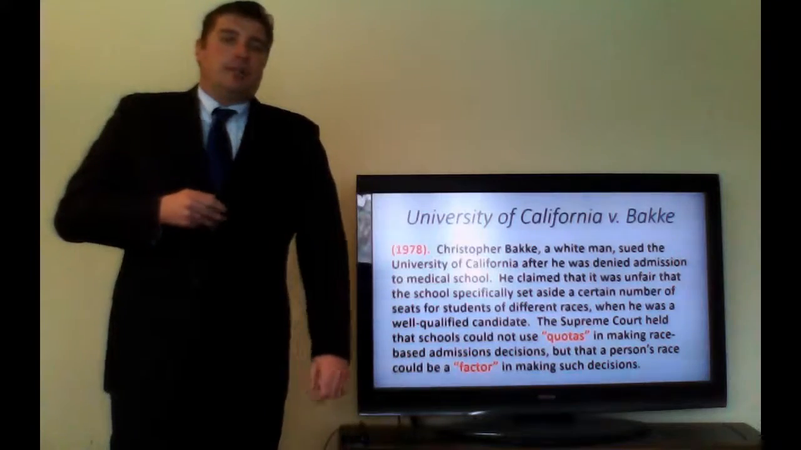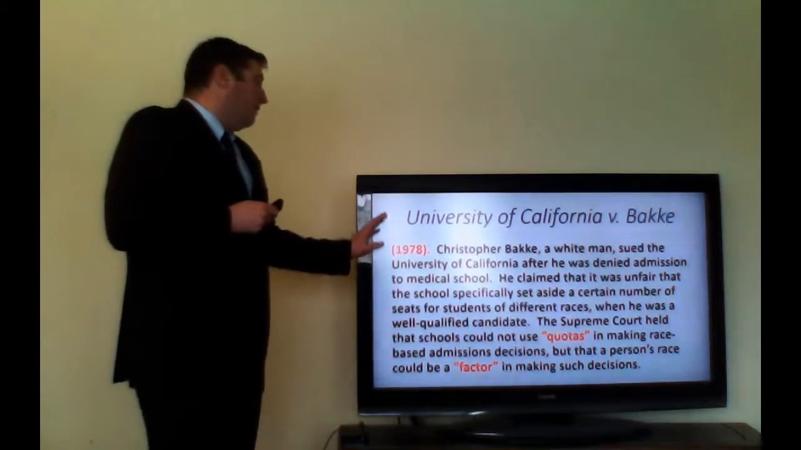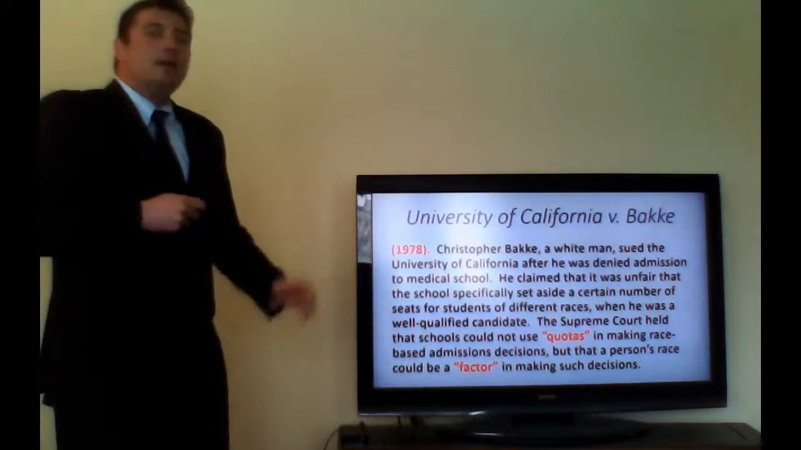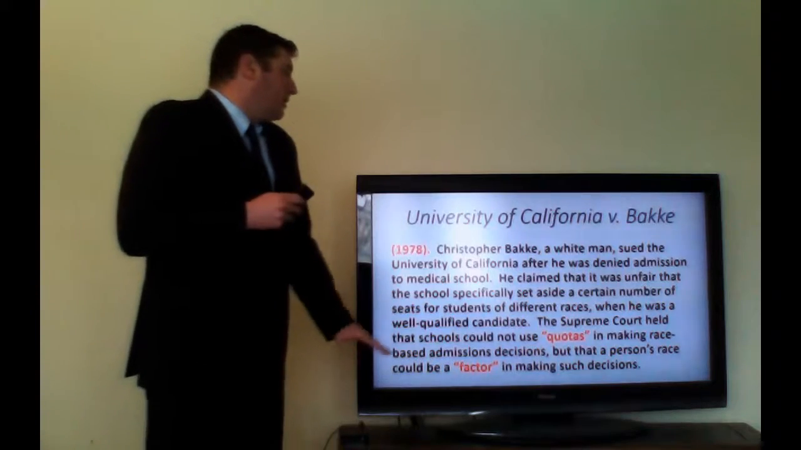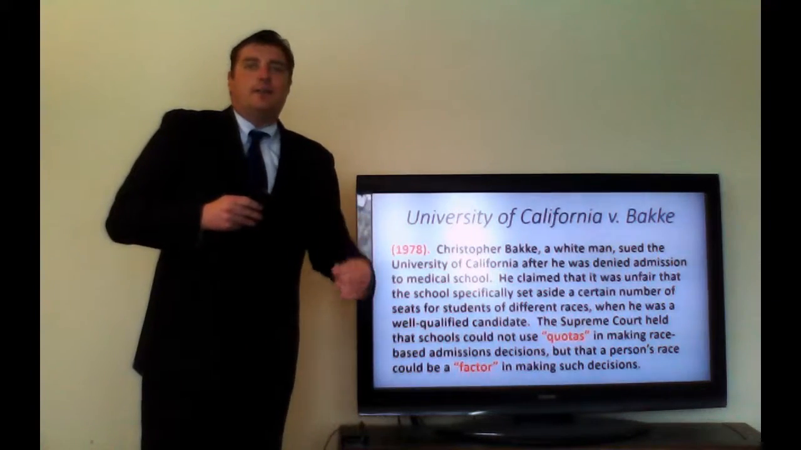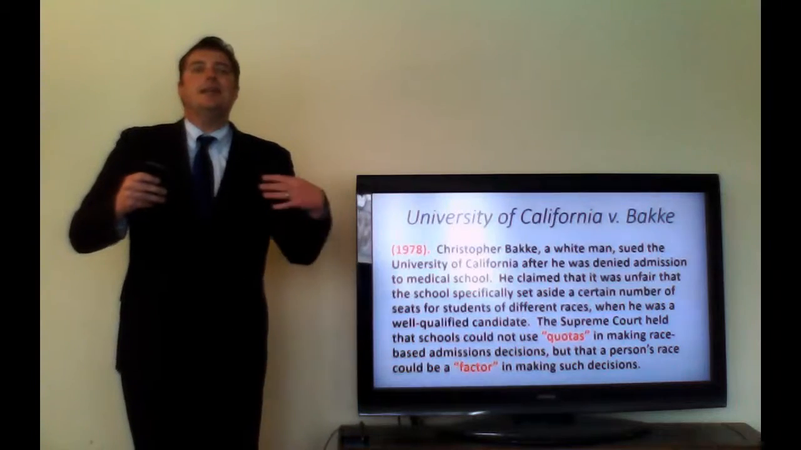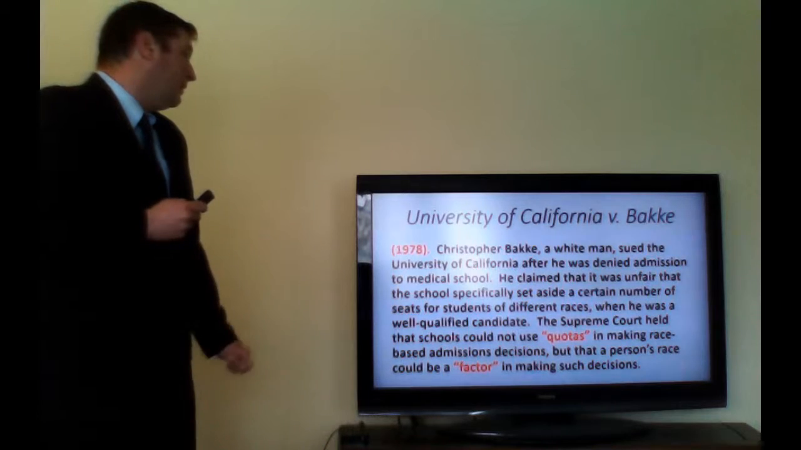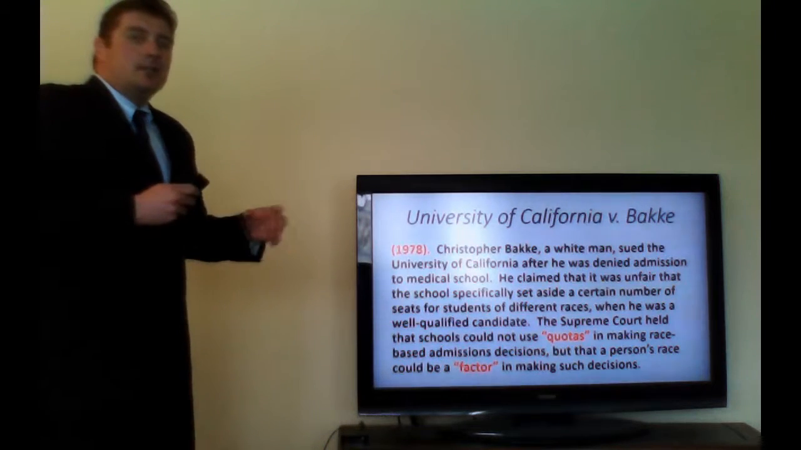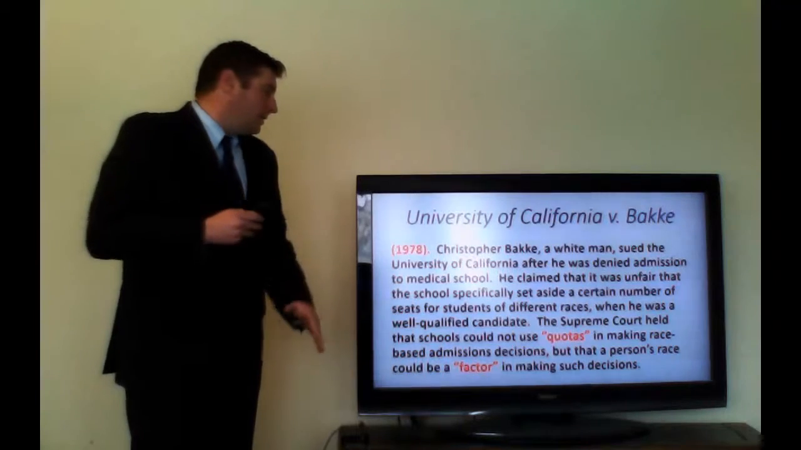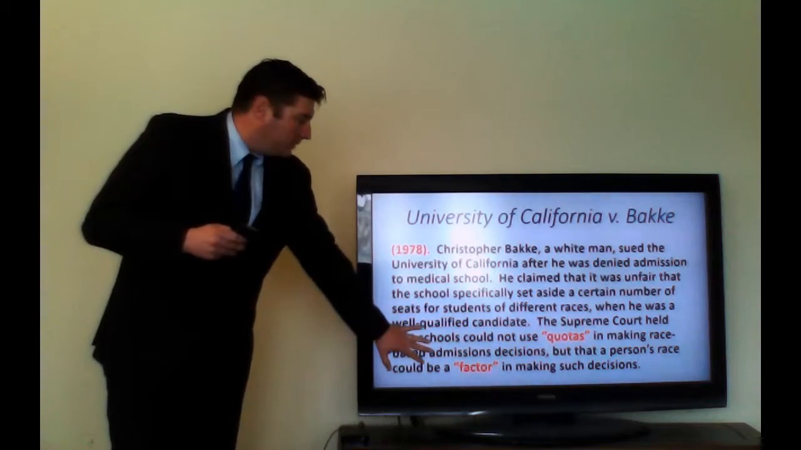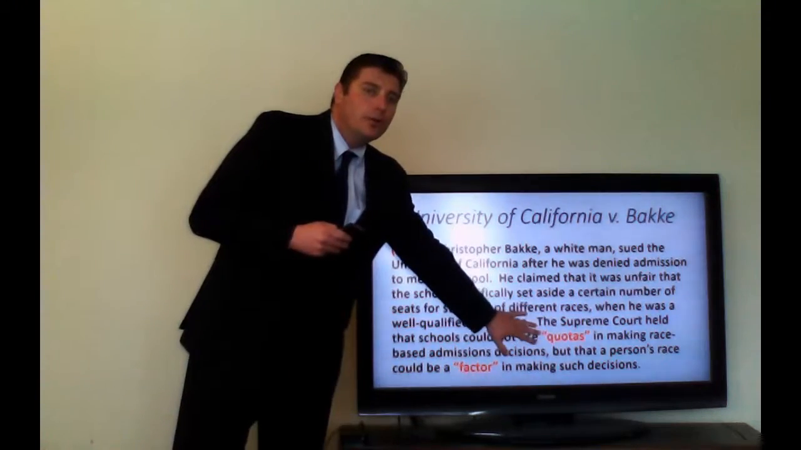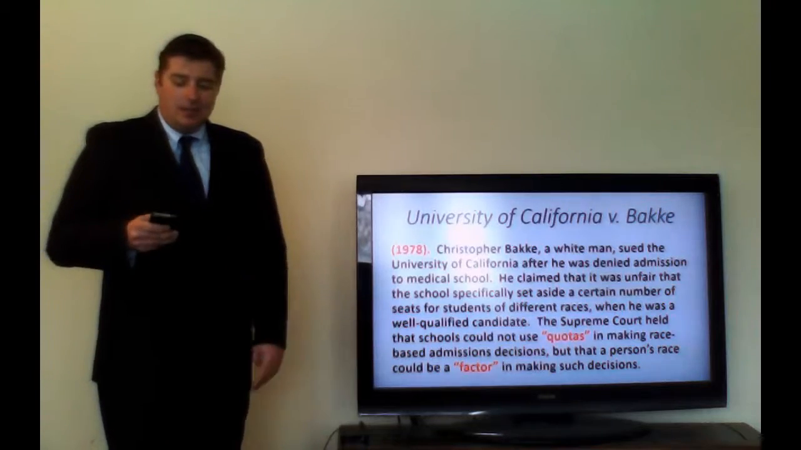Affirmative action itself has been subjected to a number of constitutional challenges. In 1978, Christopher Bakke sued the University of California Medical School after he was denied admission. And he basically said this is unfair. The school itself is actually setting aside a certain number of seats specifically for African American candidates. And the Supreme Court agreed with him in part. It said, look, race can be a factor in making admissions decisions, but you can't go so far as to have quotas, setting aside certain seats.